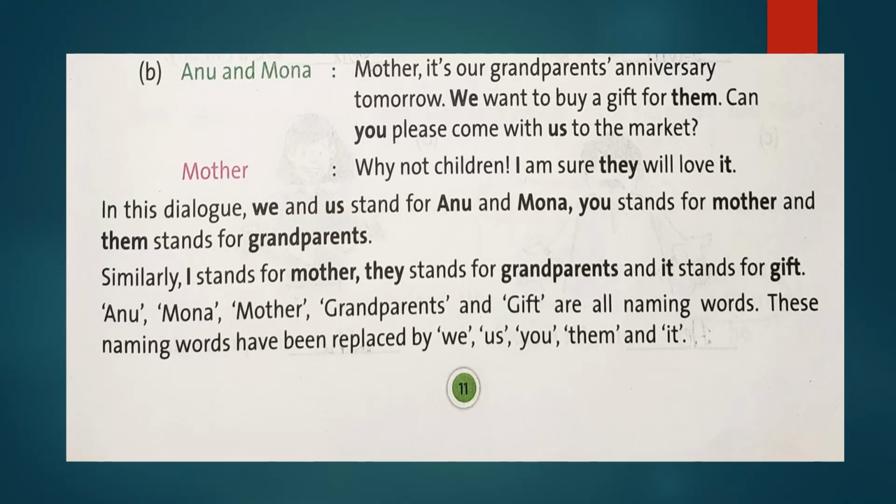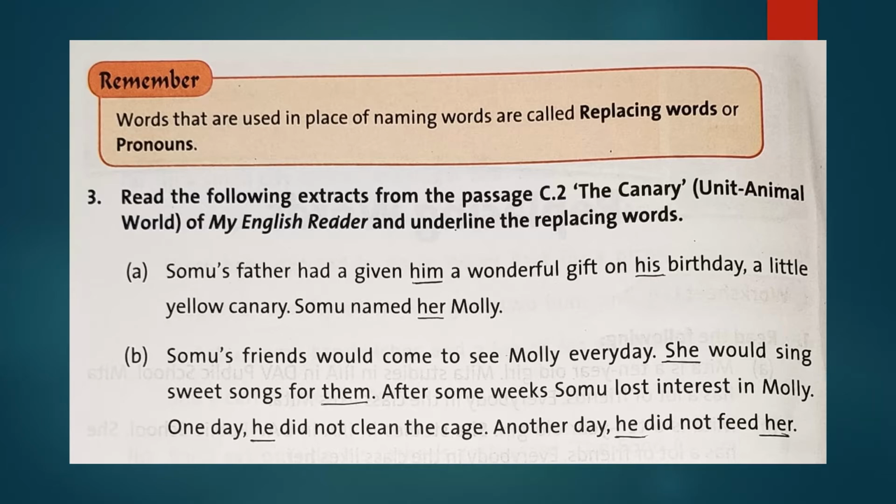Understood, children? So, next. Words that are used in place of naming words or nouns are called replacing words or pronouns. Understood, children? Words that are used in place of naming words are called replacing words, or they are also called pronouns.